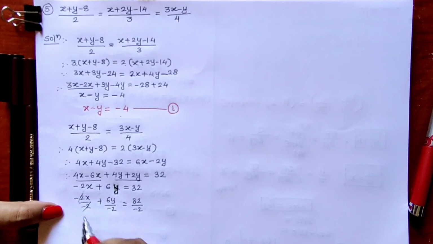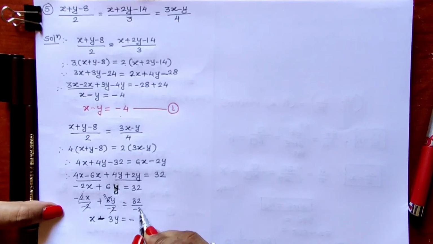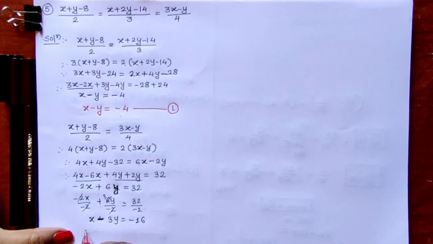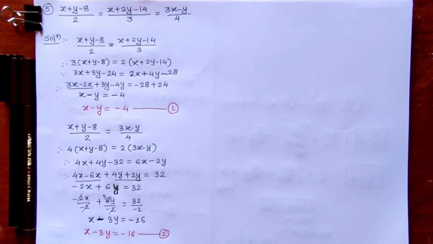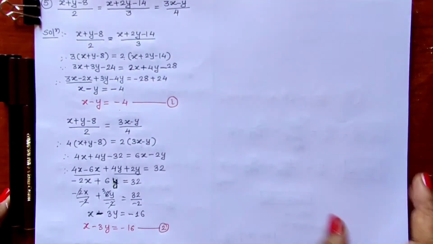So this minus 2 cancel, I get plus x, plus minus minus sign, 2 3s are 6, so I get 3y is equal to plus minus minus sign 16. Okay, so this is my equation number 2. x minus 3y is equal to minus 16 is my equation number 2. So in this way I have got this equation 1 and 2 from these three given expressions.